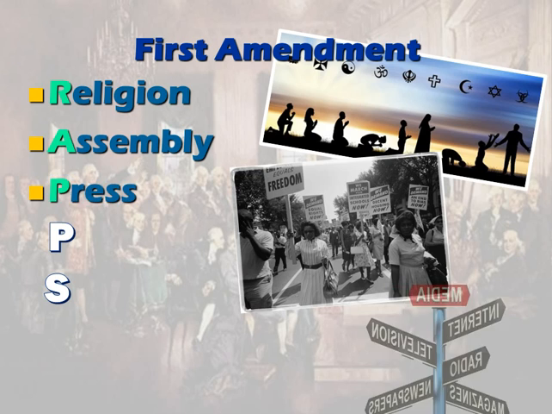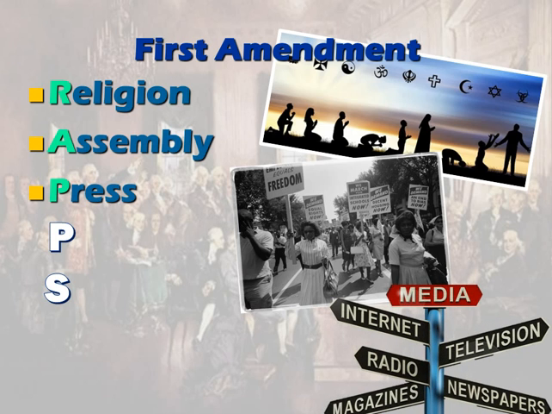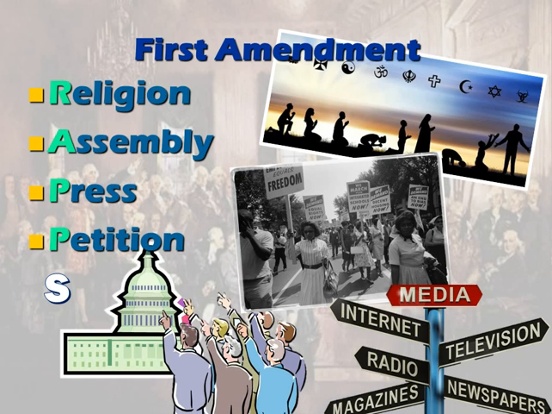P for press. You have the freedom of press. In order to be able to criticize the government, people need to be able to freely publish or print what they see fit. The second P is for petition. You have the right to petition the government. What that means is if you're not happy with the government, you have the right to complain about the government.